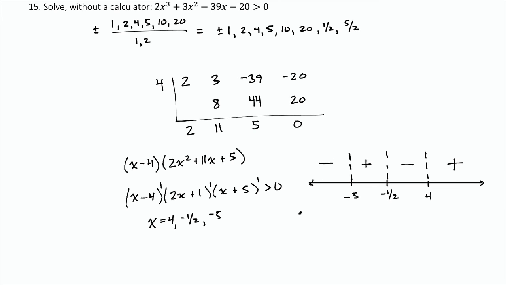And now we can state our solution. We're looking for when this polynomial is positive, greater than 0. So that's the interval from negative 5 to negative 1/2, union the interval from 4 to infinity.